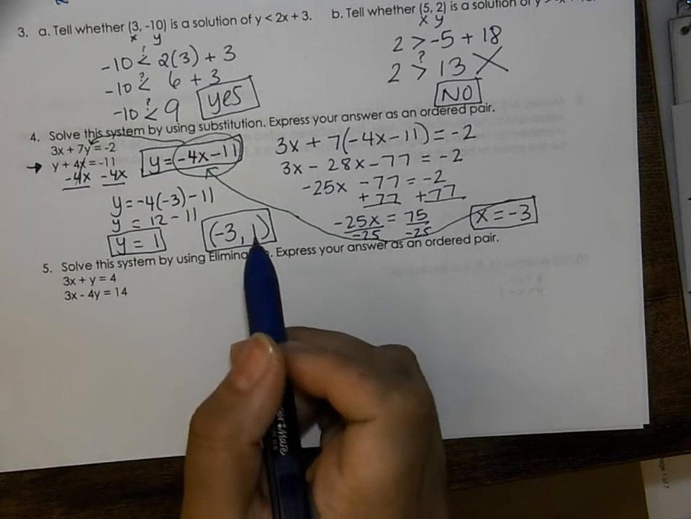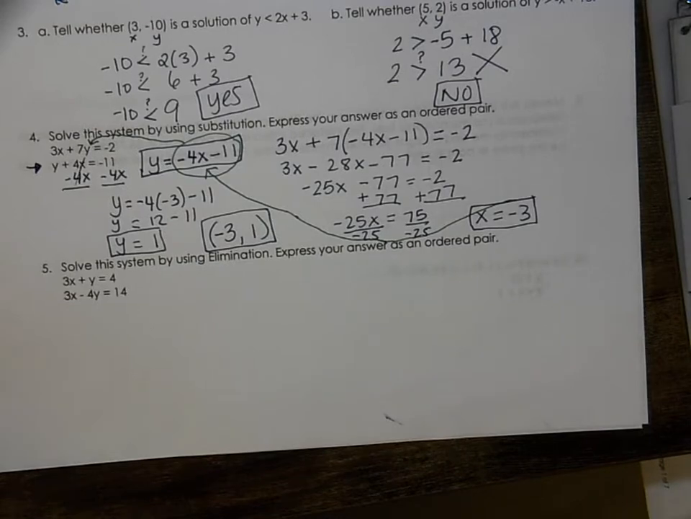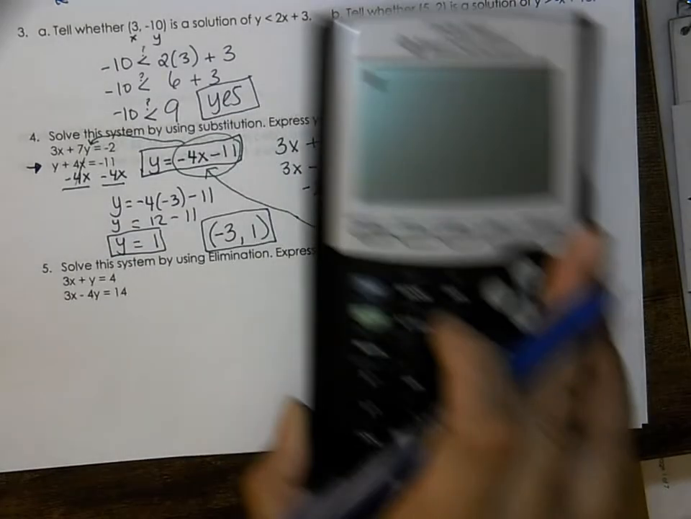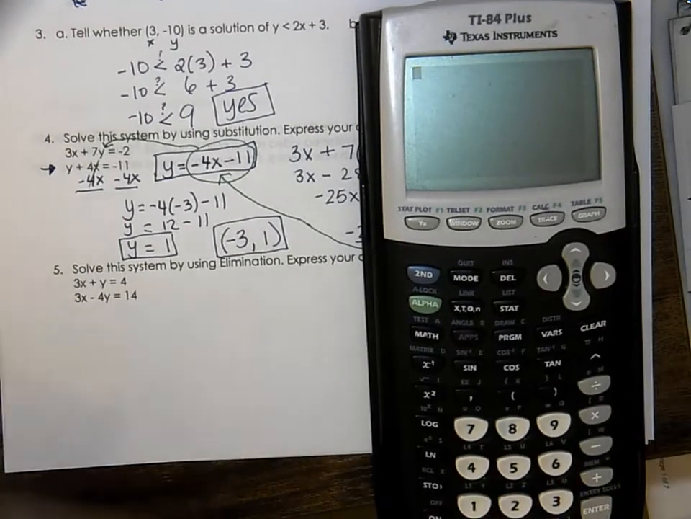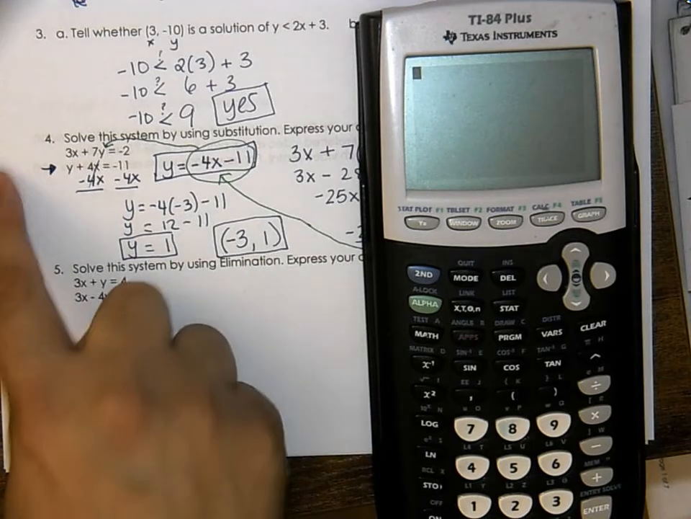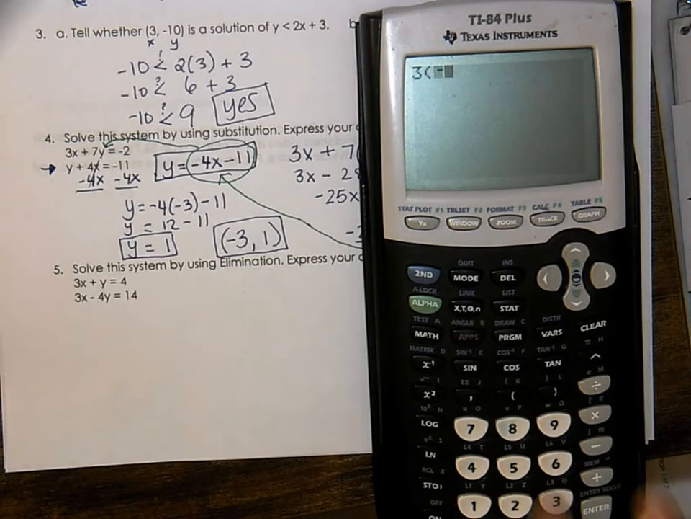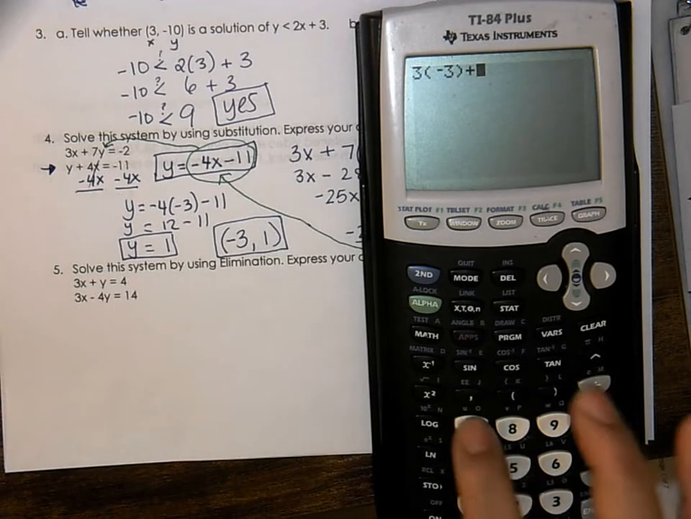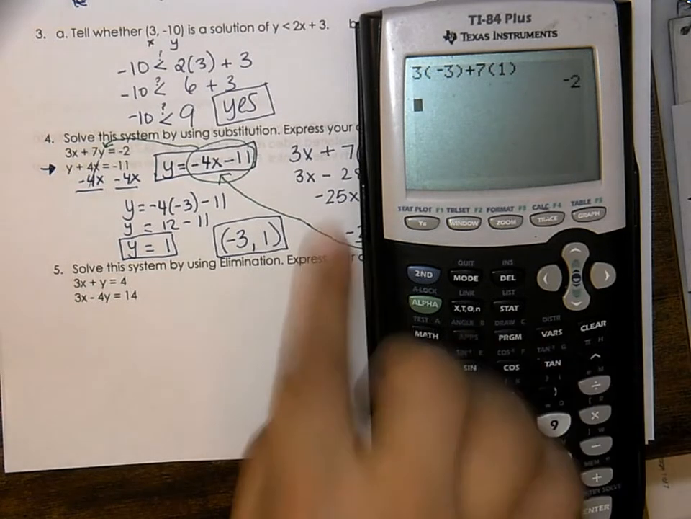Now we can check our work though to make sure we did that correctly. It is easiest on a calculator. If you have a graphing calculator or if you want to use decimals, that's up to you. So on a calculator here, we're going to substitute in negative 3 for x and 1 for y. So if I do that with the left-hand side of the first equation, we have 3 times negative 3 plus 7 times 1. When I hit enter, I should get negative 2. And I do. So I did that right for the first one.